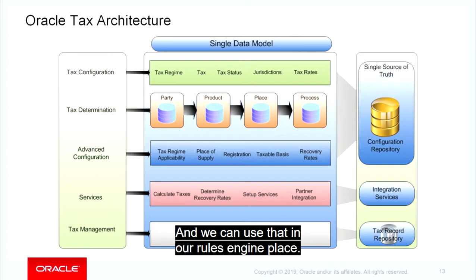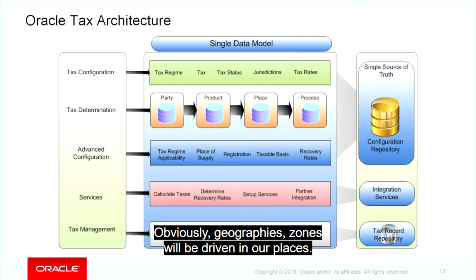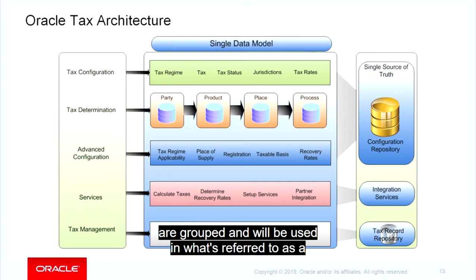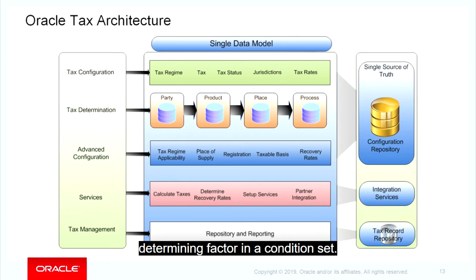And we can use that in our rules engine. Place, obviously geographies, zones will be driven in our places. Processes, tax classification, account codes, the type of document, sales expense, all of those things are grouped and will be used as what's referred to as a determining factor in a condition set, and we can build our if-then logic.